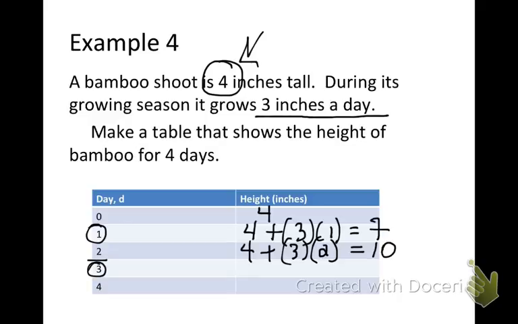My next one, I'm at 3 days, so I'm taking my 4 inches plus my 3 inches per day times my number of days, which was 3. So now I have 9 plus 4, which is 13. On day 4, remember I start at 4 inches, 3 inches per day. I've been growing for 4 days, so 3 times 4 is 12, plus 4 is 16 inches. So go ahead, copy that in your notes, and again, we're going to go over some more practice problems.